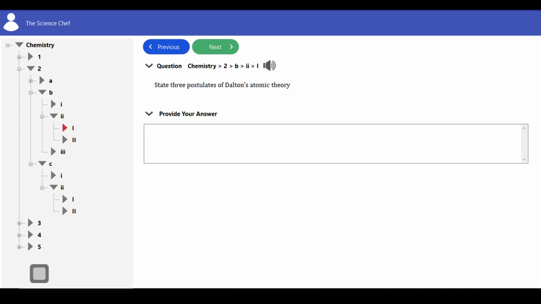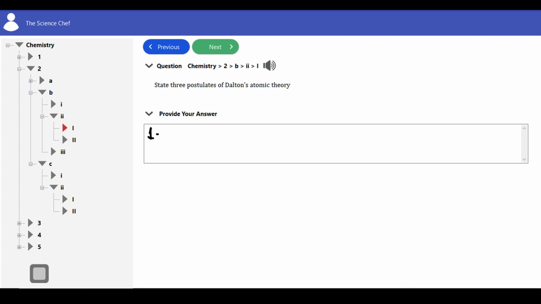State 3 postulates of Dalton's atomic theory. John Dalton proposed 5 postulates of atomic theory, which form the basis for the study of the structure of the atom. Though they were not accurate, at least they shone light or gave the scientists an idea about the atom, right? So it was based on his postulates that other scientists like J.J. Thomson, Ernest Rutherford, James Chadwick, Niels Bohr and co. worked on and modified to give us what we currently have as the structure of an atom. Alright, what were those postulates?